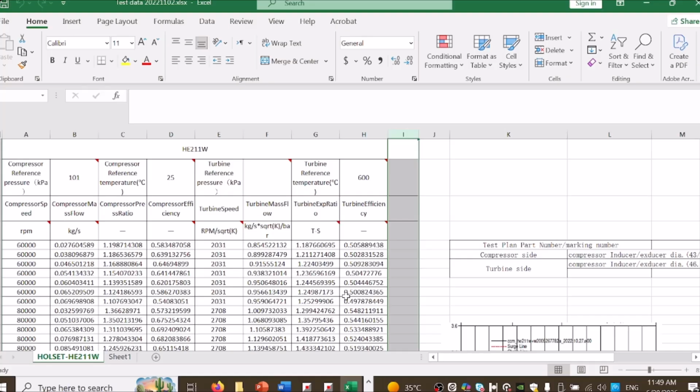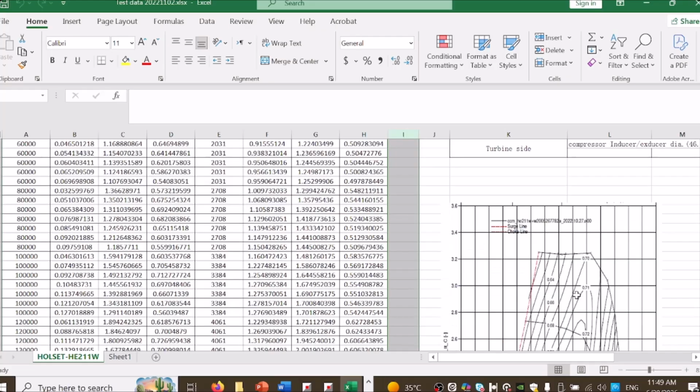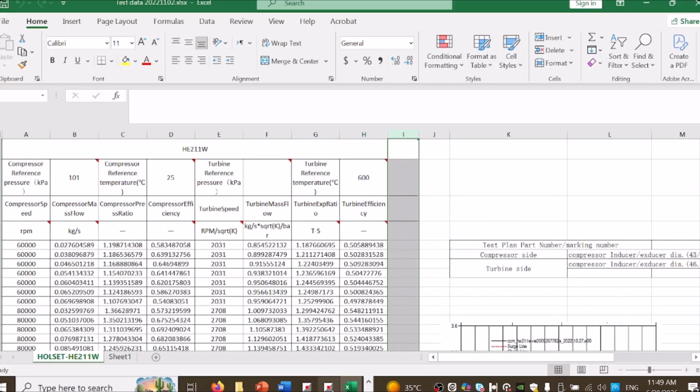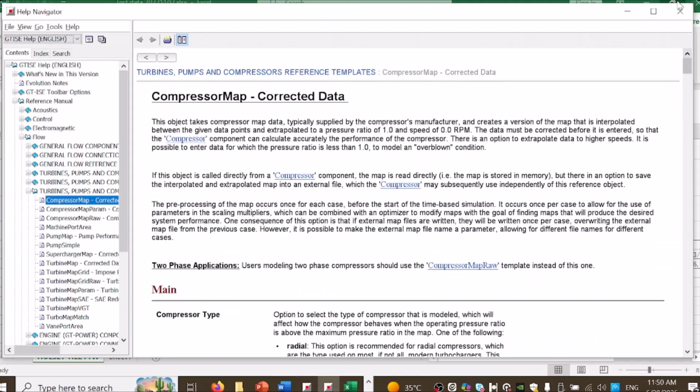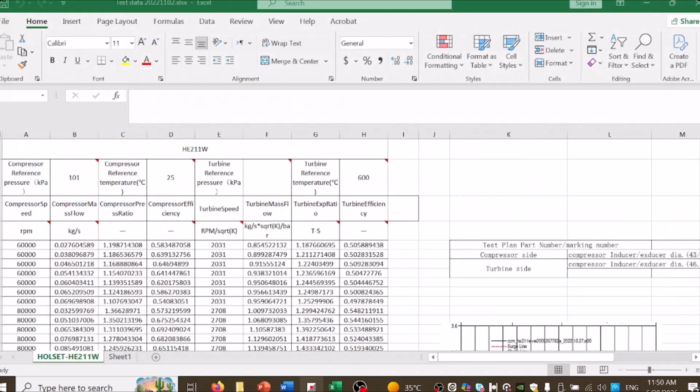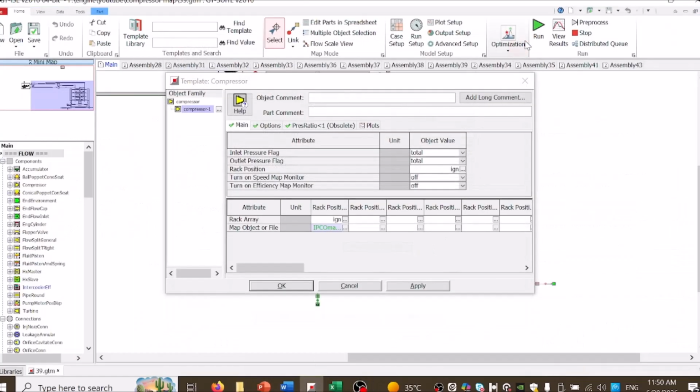And why does the compressor map matter? The compressor map helps answer questions like, is this turbo too big or too small for the engine? Will it surge at low RPM? Will it choke at high RPM? Is it operating in an efficient region, or is outlet temperature going to be too high?